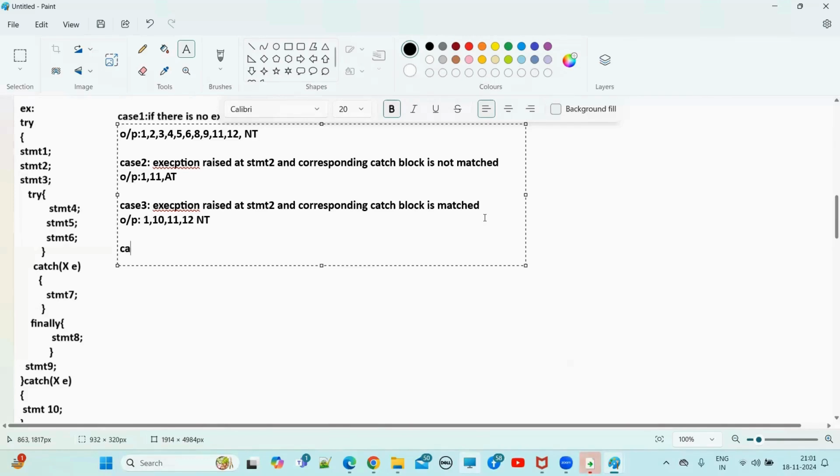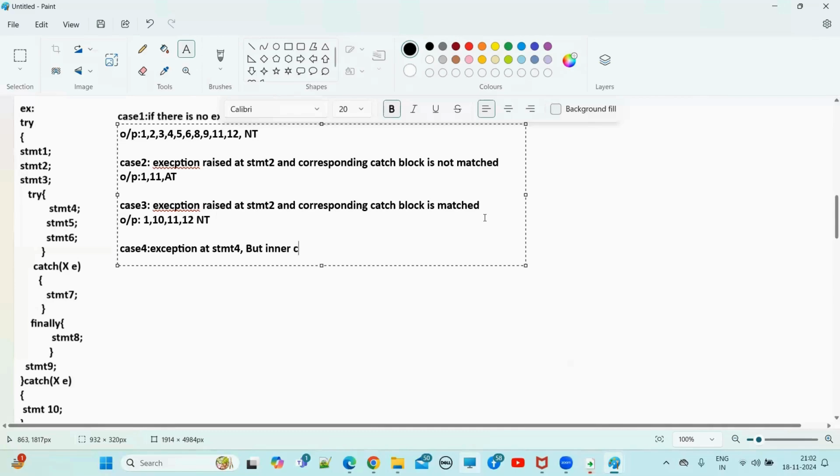Okay? Now, case 4. Okay, next case. If an exception is raised at statement 4, corresponding inner catch block not matched, but outer catch block matched. See here, exception is raised at what, guys? Statement 4.